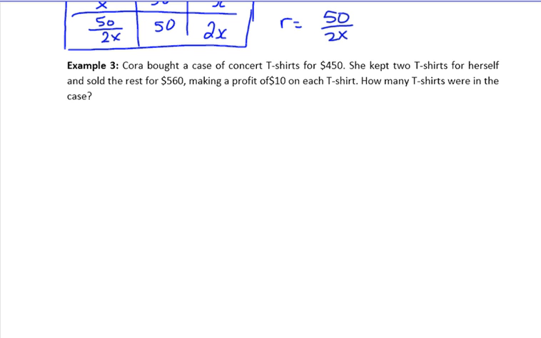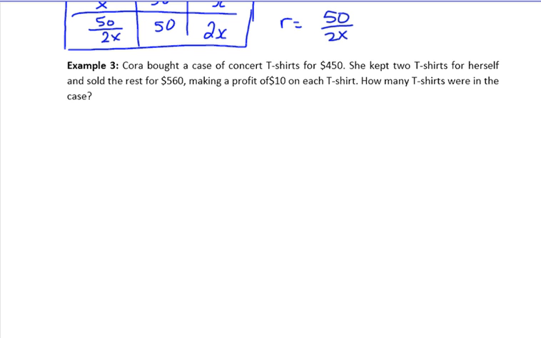Kara bought a case of concert t-shirts for $450. She kept 2 shirts for herself and sold the rest for $560, making a profit of $10 on each shirt. How many t-shirts were in the case? It's kind of a tough problem.